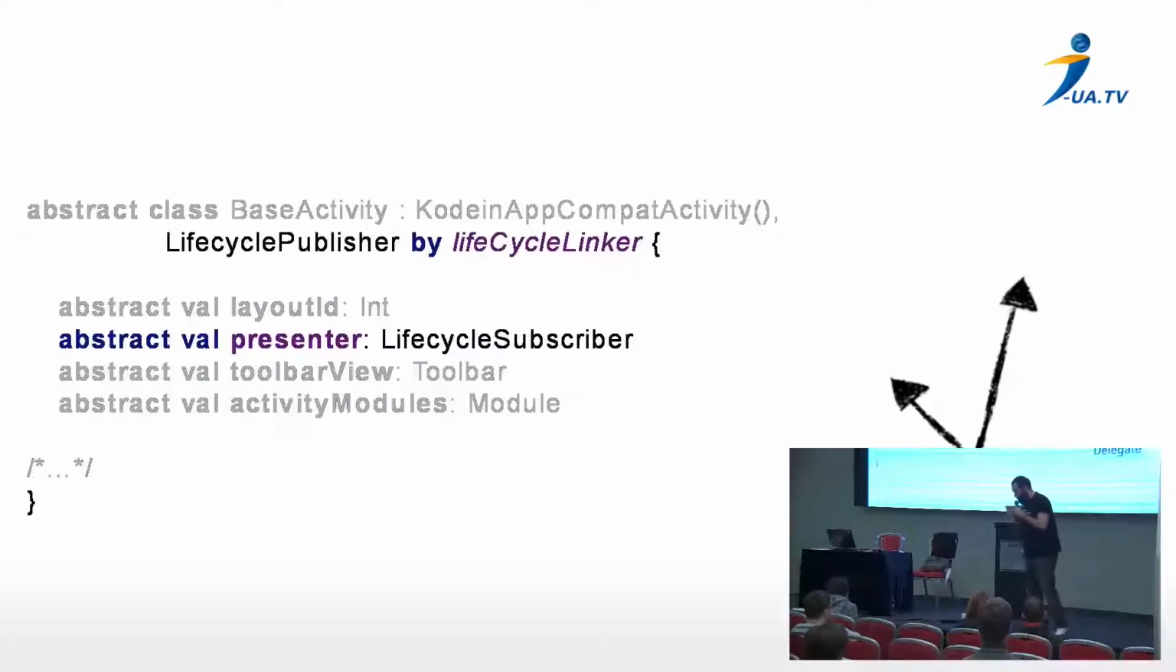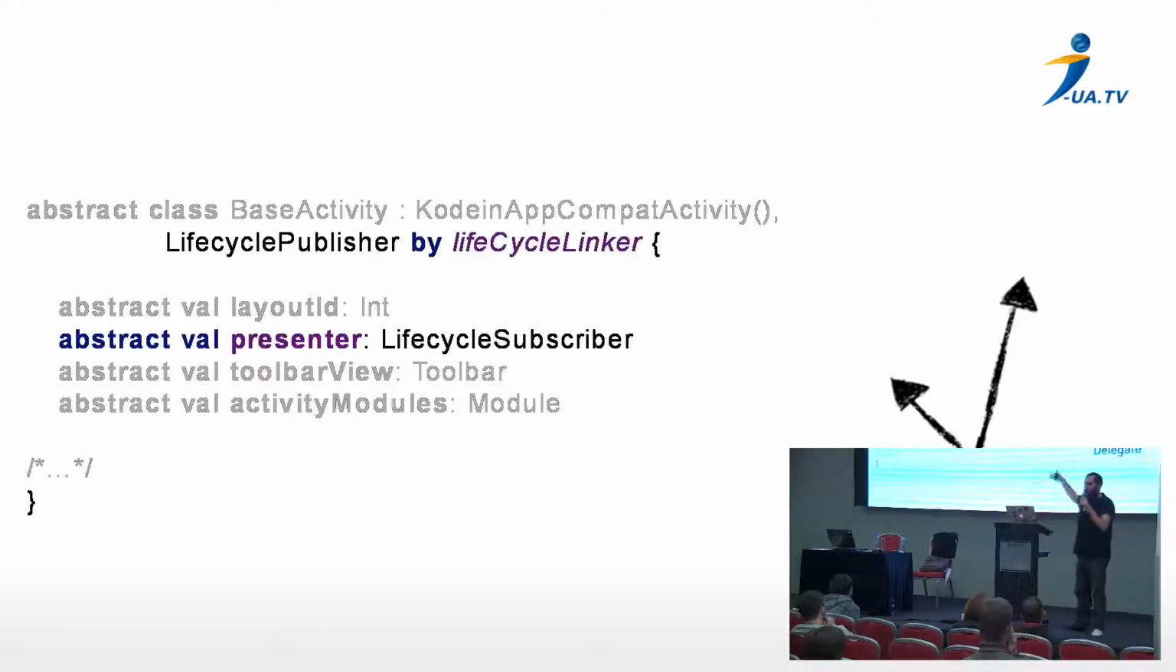If you check there, my base activity has a lifecycle publisher, a lifecycle linker, and my presenter is a lifecycle subscriber. That is going to be really good. We are going to use a feature of Kotlin that is class delegation. I can say my base class is going to have something called lifecycle publisher, and it's going to be provided by the lifecycle linker class. I am delegating that code outside.